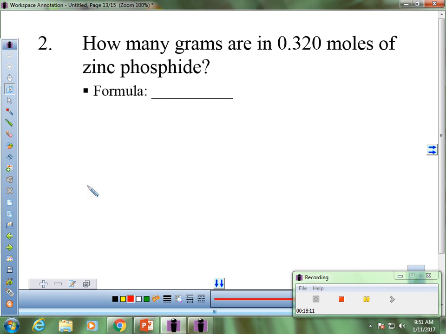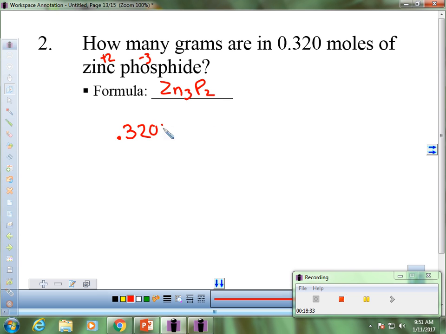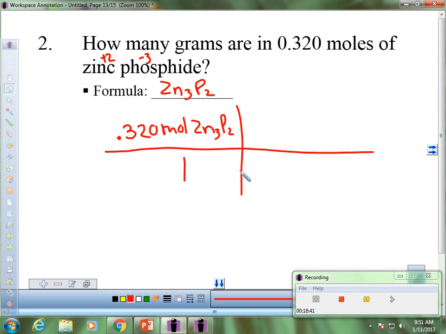All right. Our next one, how many grams would you have if you have 0.32 moles of zinc phosphide? Well, we want to write the formula correct first. This is a metal and a nonmetal, so this is a positive 2. Phosphide is a negative 3. So our correct formula is Zn3P2. So we'll start with our 0.320 mole of Zn3P2. And we're going to put it over 1. And there's my formula. It is moles right behind that number. That's why I'm starting with moles.